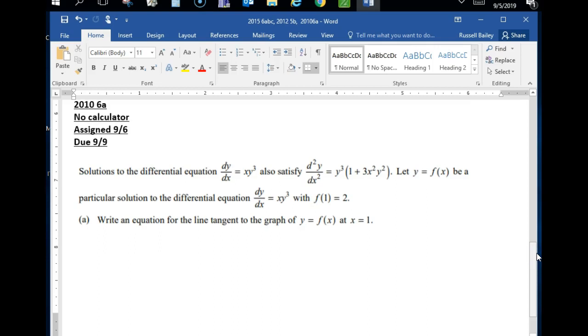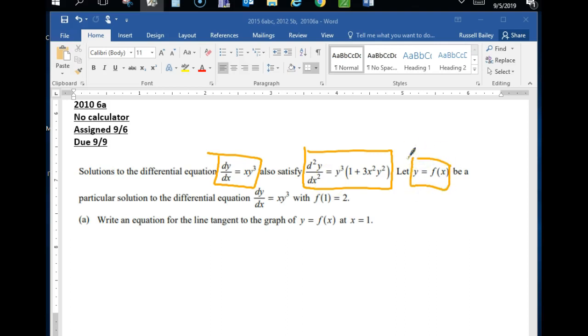Let's go ahead and read it. Solutions to the differential equation, blah, also satisfy blah. Okay, so basically they're giving us a derivative and a second derivative. Okay, that's all you need to know right now. This tells us y is a function of x, right? And this talks about particular solutions, right now we really don't care.